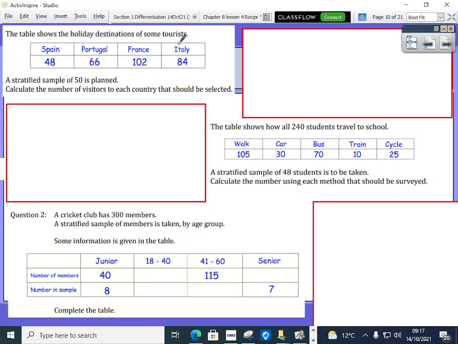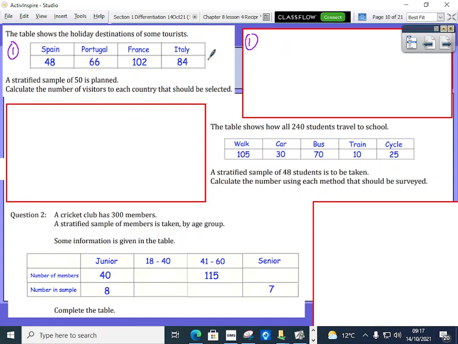Okay, stratified sampling. I'm going to do this question 1 first. Run through here and do the working out here. The table shows the holiday destinations of some tourists: Spain, Portugal, France and Italy. A stratified sample of 50 is planned. Calculate the number of visitors to each country that you should select.